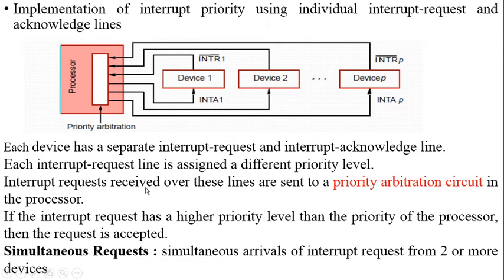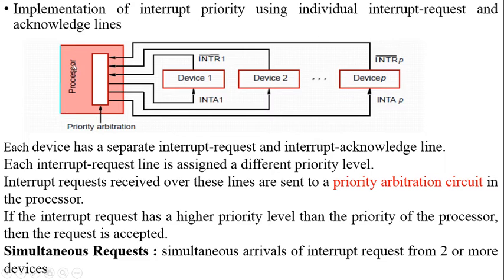The interrupt requests received over these lines are sent to a priority arbitration circuit in the processor. The processor has a priority arbitration unit, and the interrupt requests are mapped to this priority arbitration unit. If the interrupt request has a higher priority level than the priority of the processor, then the request is accepted.